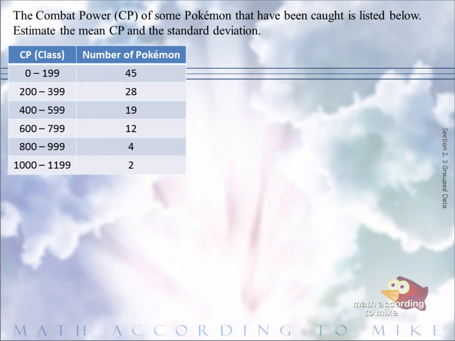Okay. We need to create some more columns like we did in the previous example. I will do that below the box here itself. The classes are not going to be the X's. The class average will be the X's.